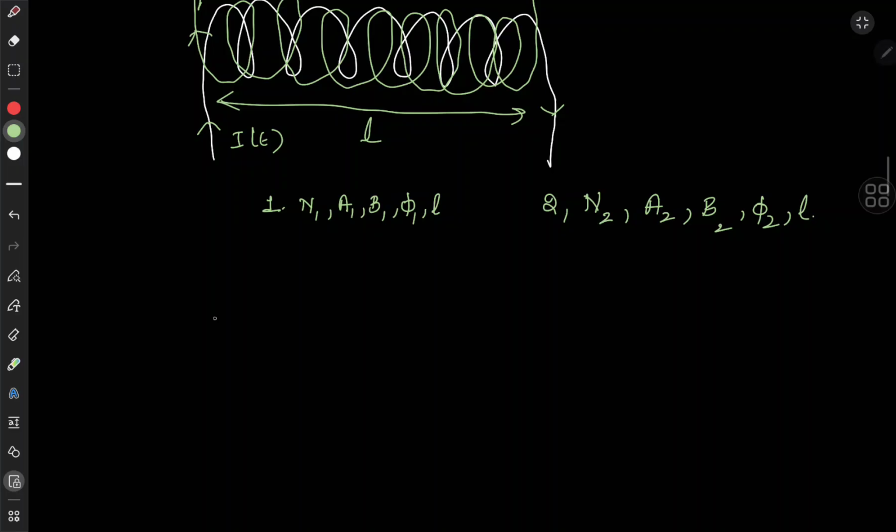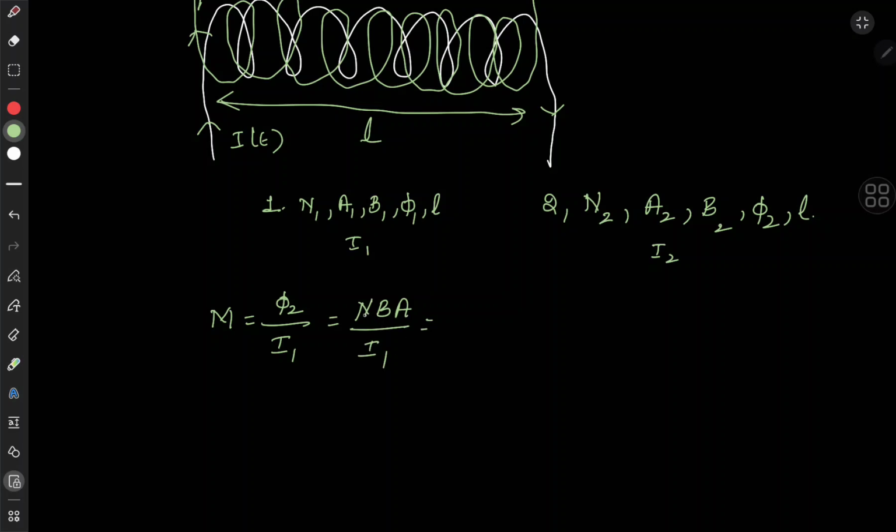Now what is the formula to calculate the mutual inductance? Mutual inductance is given by M equal to the flux linked with the second coil divided by the current in the primary coil or first coil. Let us take I1 as the current flowing in the first coil and I2 as the induced current in the second coil. Now phi2 divided by I1. So what can we write for phi2? Phi2 is nothing but the flux. The flux can be written as N into B into A, divided by I1, the current flowing.